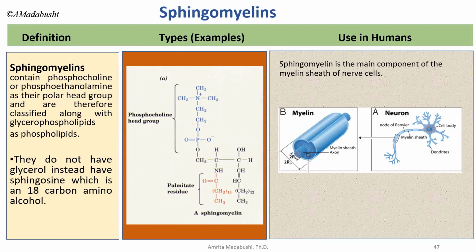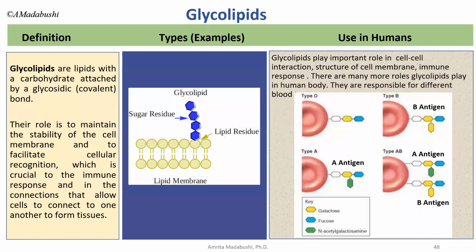So what happens if the myelin sheath is not working? Have you heard of multiple sclerosis? In multiple sclerosis, the myelin sheath is there, but the immune system attacks the myelin sheath, and that results in inflammation around the nerve cells. Then the signal cannot go from the brain to the different parts of the body, and you can imagine how that can restrict movement and damage the signals that go from the brain to different parts. So what is a glycolipid?